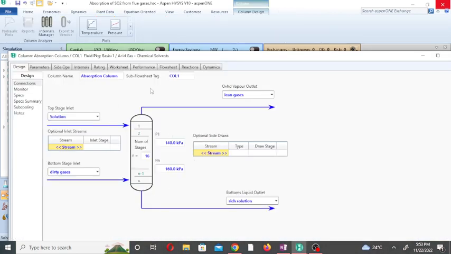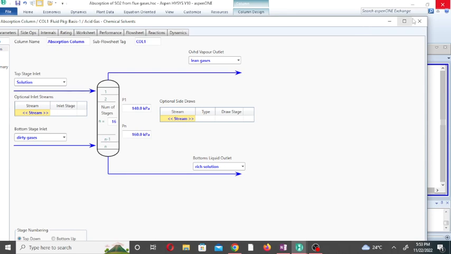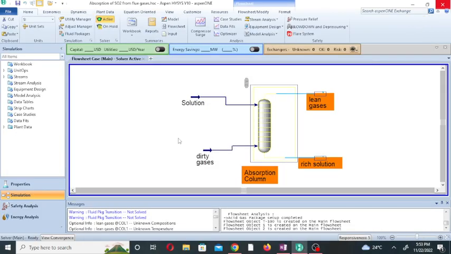Now come to the simulation environment. Just double click on it.